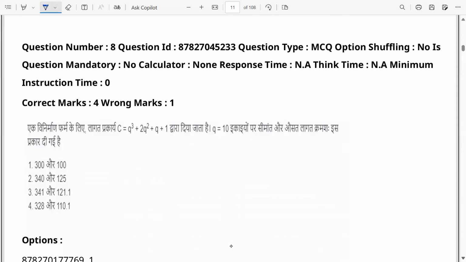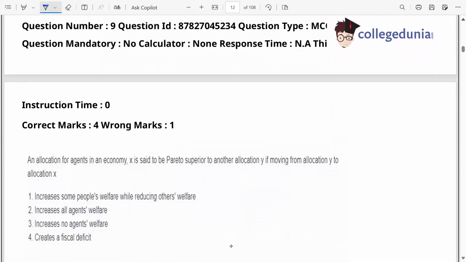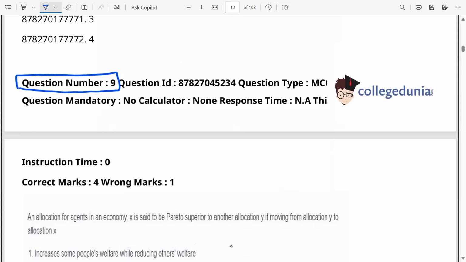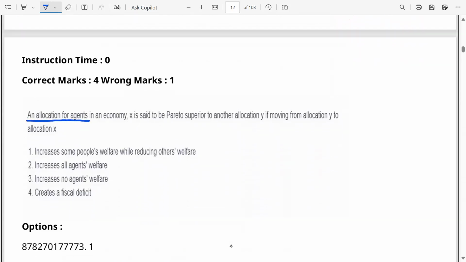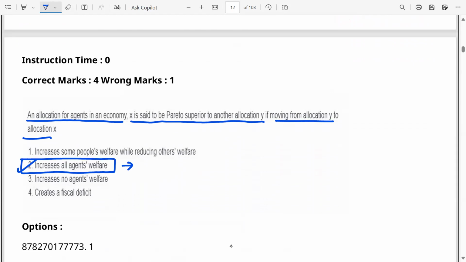And then one more last question I intend to look at for discussion in this lecture. Question number 9. So let's read question number 9. An allocation for agents in an economy X is said to be Pareto superior to another allocation Y if moving from allocation Y to allocation X increases all agents' welfare. Refer to my lecture notes and lecture videos on general equilibrium. Students who have subscribed to my complete course for PG Economics CUET, you can refer to my lecture notes and lecture videos on general equilibrium. You will find in-depth discussion of Pareto efficiency and Pareto superiority concepts. And if I say that X is a Pareto superior allocation compared to Y, then moving from Y to X will increase all agents' welfare.